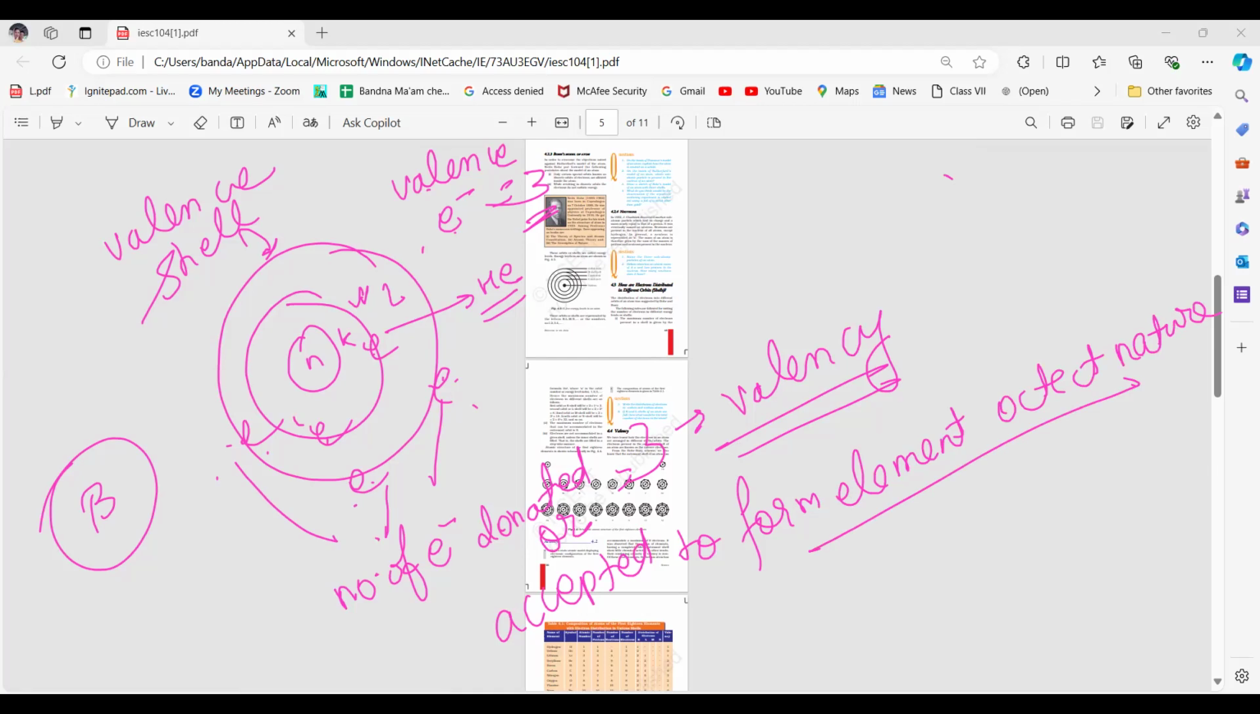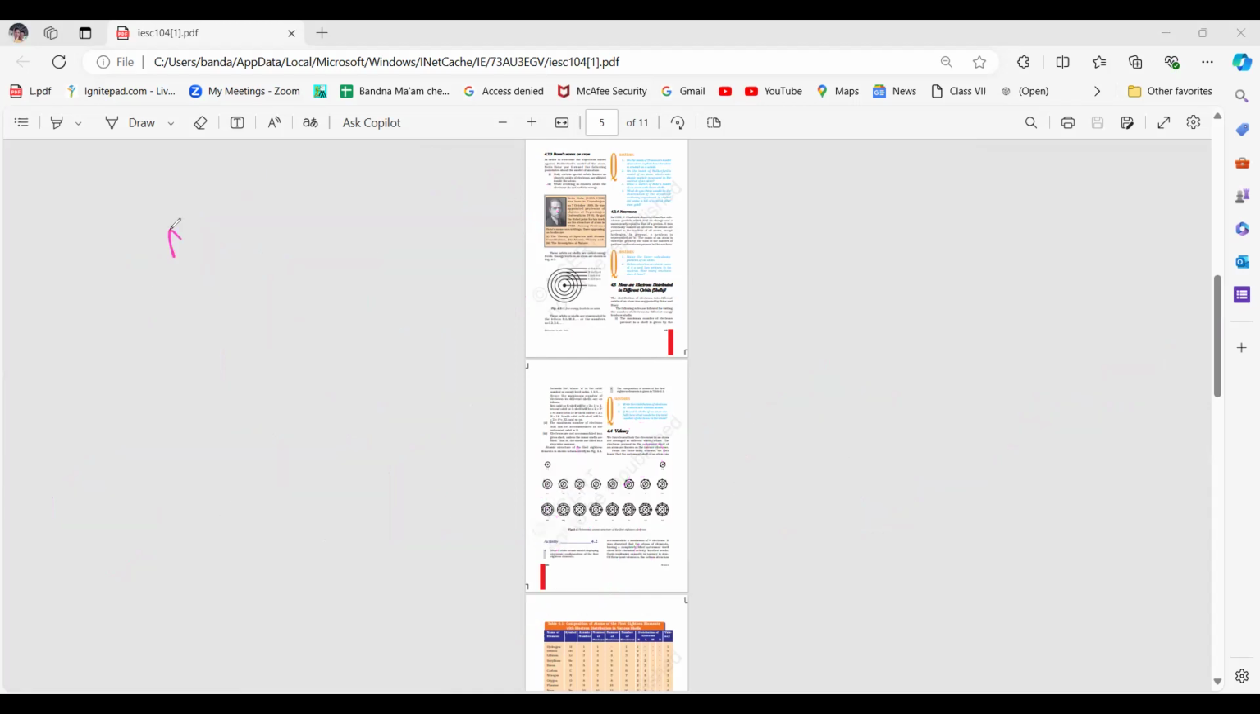Just like Na. Na is what? Counting through the periodic table: H, He, Li, Be, B, C, N, O, F, Ne, Na. Na is 11. So if I'm talking about sodium, it has 11 electrons. So 1, 2, 3, 4, 5, 6, 7, 8.